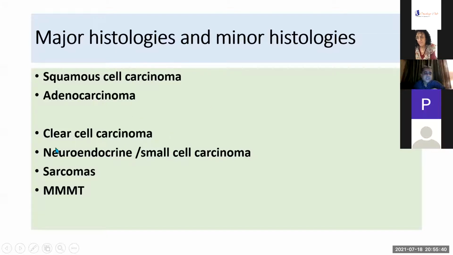The other ones are the clear cell carcinoma and small cell neuroendocrine. This is very important to diagnose because the chemotherapy regimen may differ for a small cell carcinoma of the cervix. Then you have the rare ones, the sarcomas and the malignant mixed Mullerian tumors. So the major histologies are squamous and adenocarcinomas.